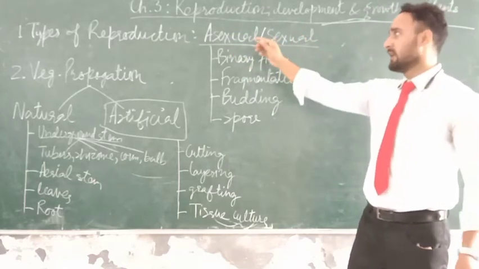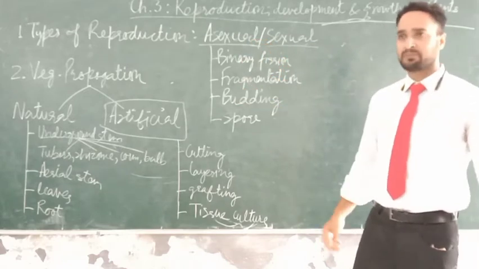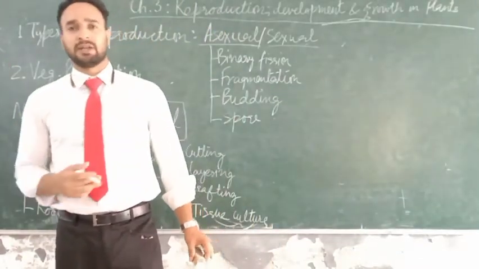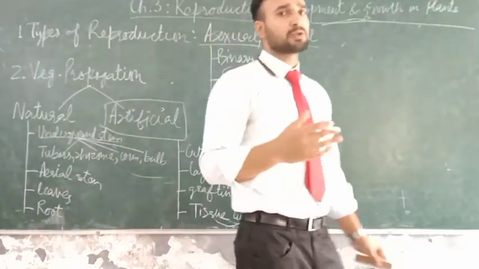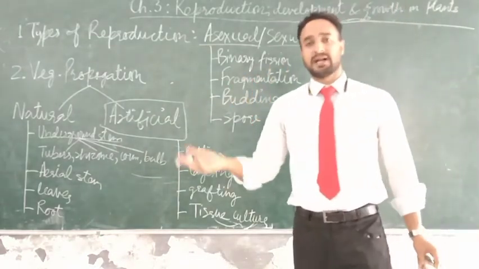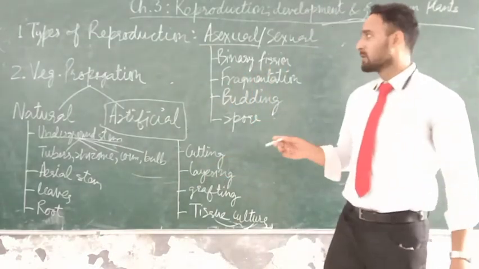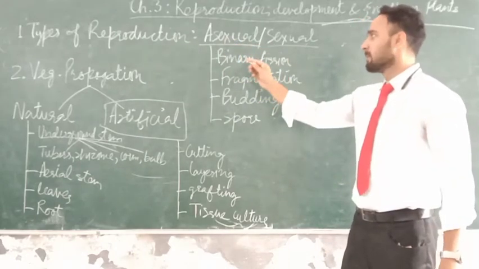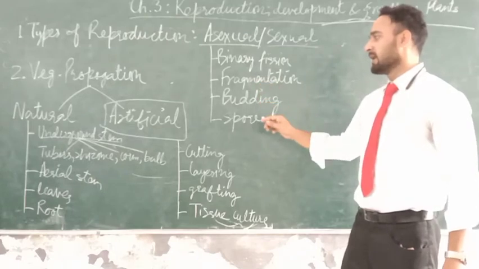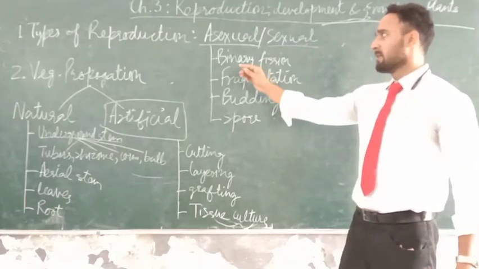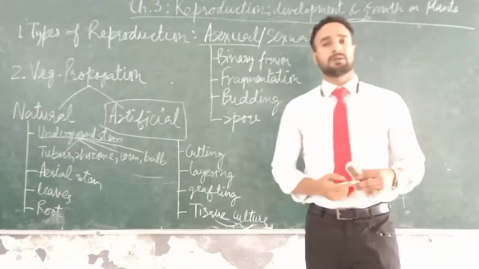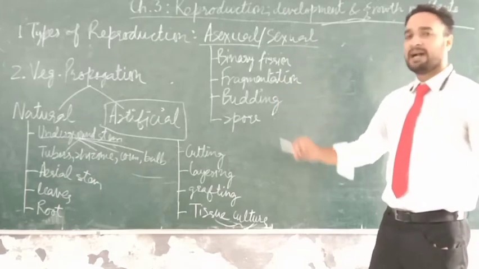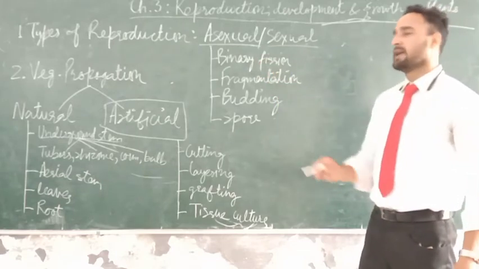Now let's talk about asexual reproduction in the case of plants. Asexual reproduction is usually found in bacteria, fungi, and the lower forms of life, but it is also present in lower forms of plants like ferns and algae. There are basically four kinds of asexual reproduction: binary fission, fragmentation, budding, and spore formation. Remember these four kinds. Let's define binary fission first.